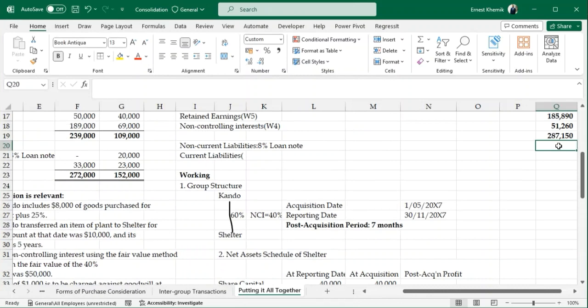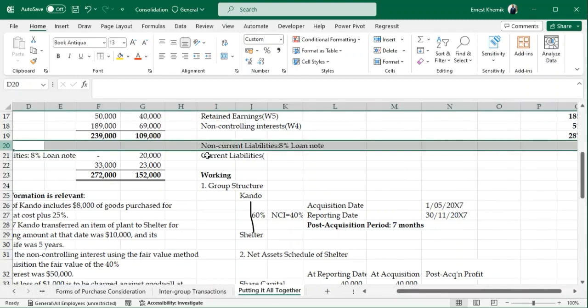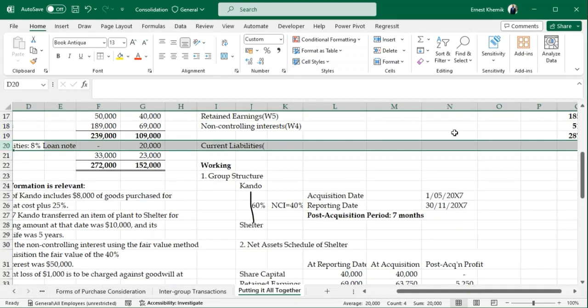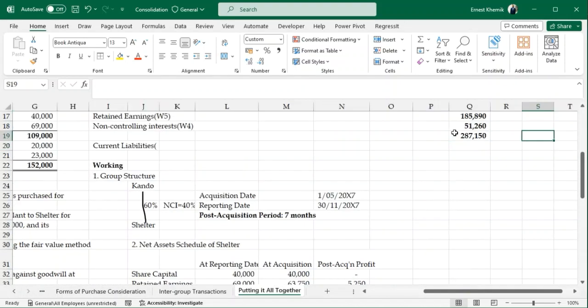So actually this particular non-current asset should be taken out from the books. So I can delete it. Taken out from the books, and then we'll have our current liabilities figure for the parents.